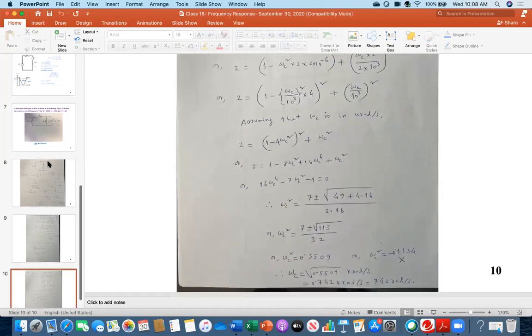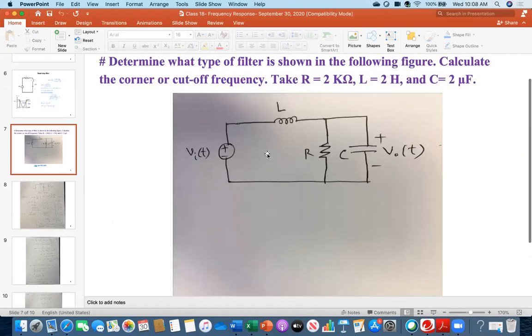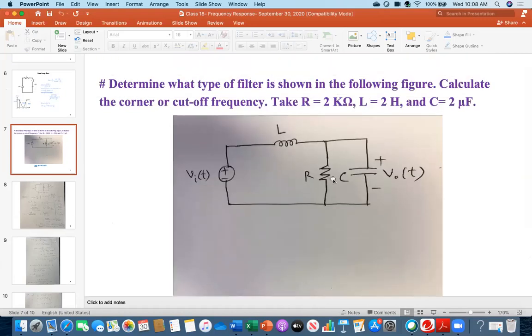So therefore, for the problem, the question was: what is the type of the filter? We concluded that although it looks like a parallel combination, ultimately it's a second order low pass filter because it is a second order circuit. Accordingly, it's a second order low pass filter. And then we calculated the corner or cutoff frequency. That's all.